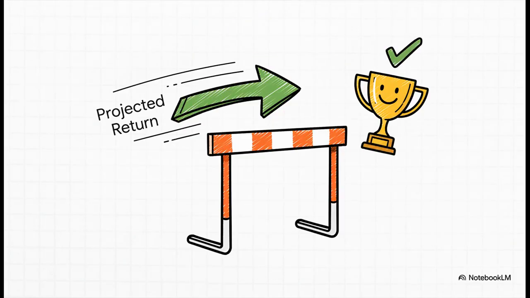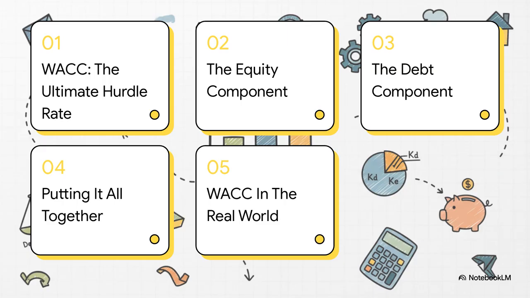While the answer isn't just about gut feel or a coin toss, it all comes down to whether that project can clear a very specific financial benchmark. A minimum threshold it has to leap over to be considered profitable. We call this the hurdle rate, and its formal name, the one we're going to deconstruct today, is the weighted average cost of capital.